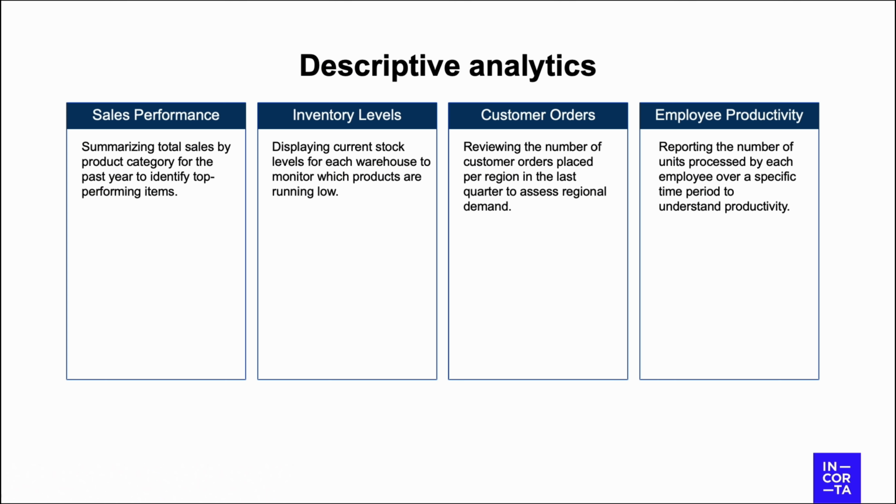Descriptive analytics summarizes past performance. For example, we can track total sales by product category over the past year or current stock levels across warehouses. This type of data helps businesses understand what happened.